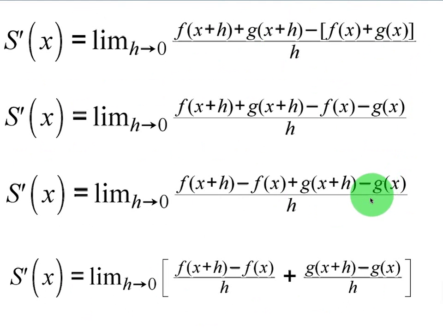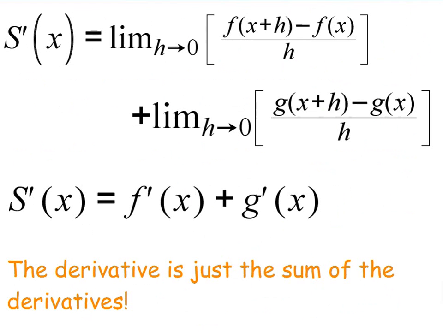And this is where it gets fun, because we can now take these two terms, divide by h to get this, and then take the g of x plus h minus g of x over h, and split it up into two different fractions. And we're almost there at the end of the proof. Can you see now that this looks like the derivative of f, and this looks like the derivative of g? That's because that's exactly what it is. So we actually have two separate limits. Limit as h approaches 0 of f of x plus h minus f of x over h, plus the limit as h approaches 0 of g of x plus h minus g of x over h.